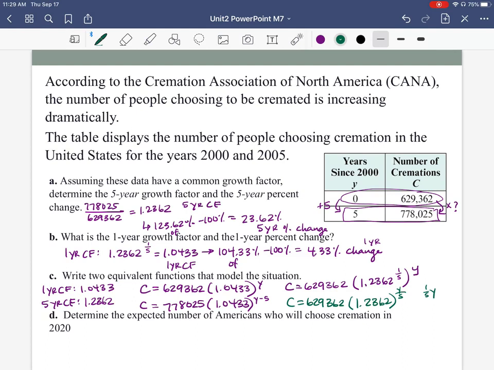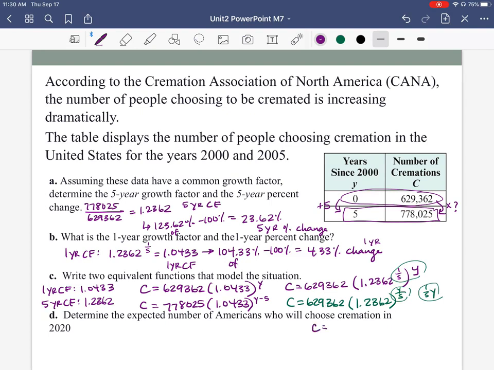So that's saying, every time I get to 5 years, I need to multiply by a whole factor of 1.2362, or every 1 year that goes by, I would multiply by a fifth of that exponent, right? Because the rules of exponents say all of those 3 are equivalent. All right, but then I have one more option. I could use my 5-year factor with my reference point of 5, 778.25.